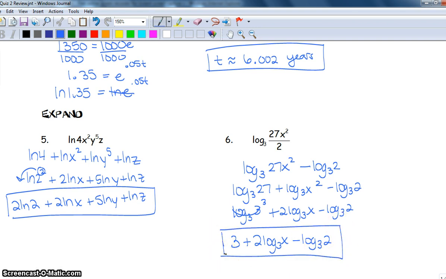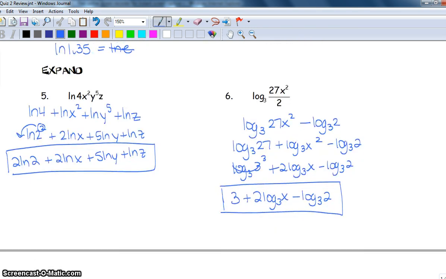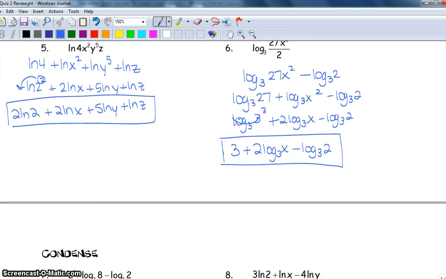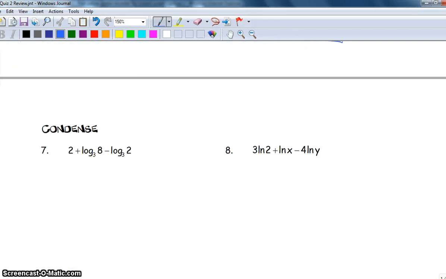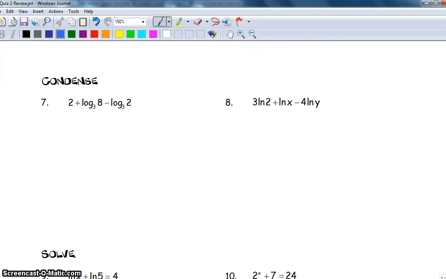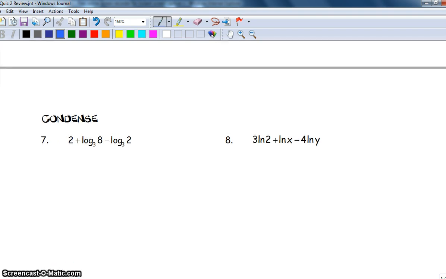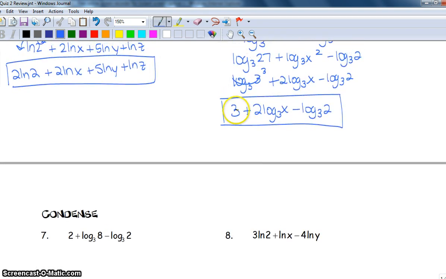Turn your sheet over. After we learned how to expand, we talked about condensing. So we just made our pieces bigger. Now we're going to take our pieces and condense them into one piece. So if I've got 2, I know that came from canceling out, just like our last problem. We got 3 from canceling out log base 3 of 3 to the third power. That number left over is the exponent.